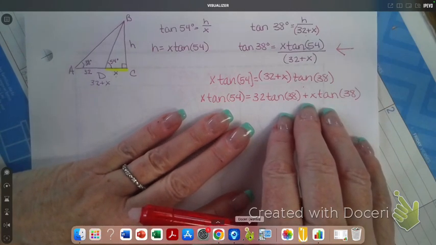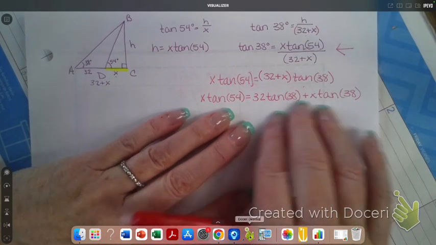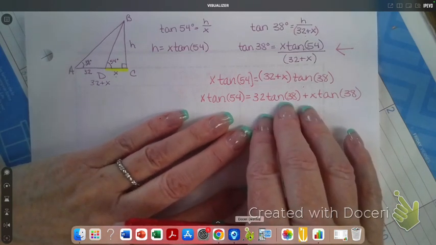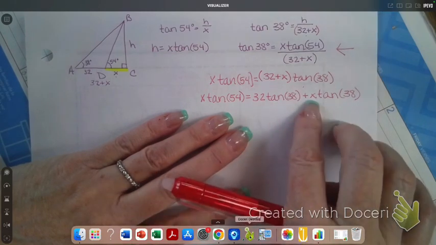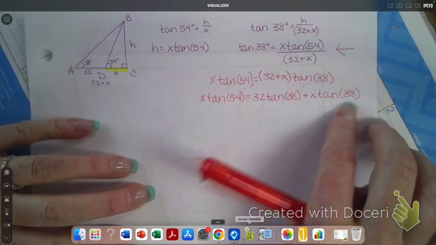I solve for x, right? Mm-hmm. But what do I need to do to get them all on one side? So what are you going to do? Minus x tangent of 38. We're going to minus x tangent of 38 on both sides.